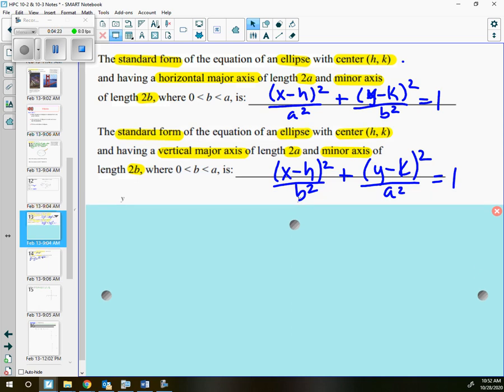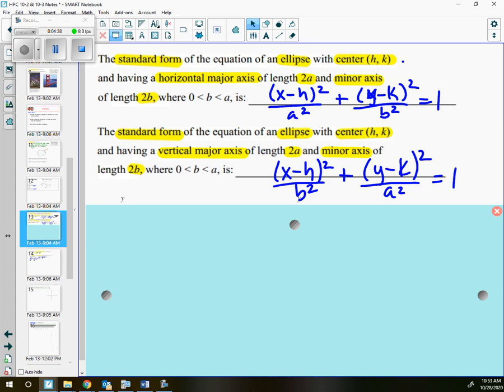Take a peek and look through that formula and see if you can find the difference. What's the difference between the top one and the bottom one? Well, it's where the a squared is. The major axis is always the a. So if the bigger number is under the y, that means it's longer in the y direction. So that's what we're talking about when we look at these.